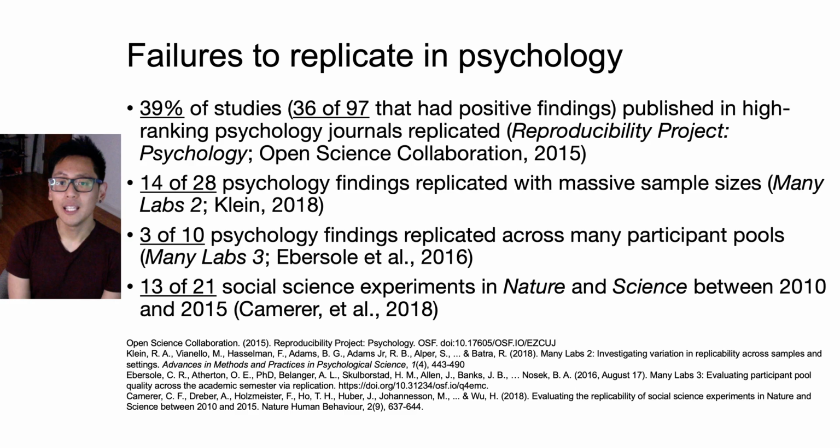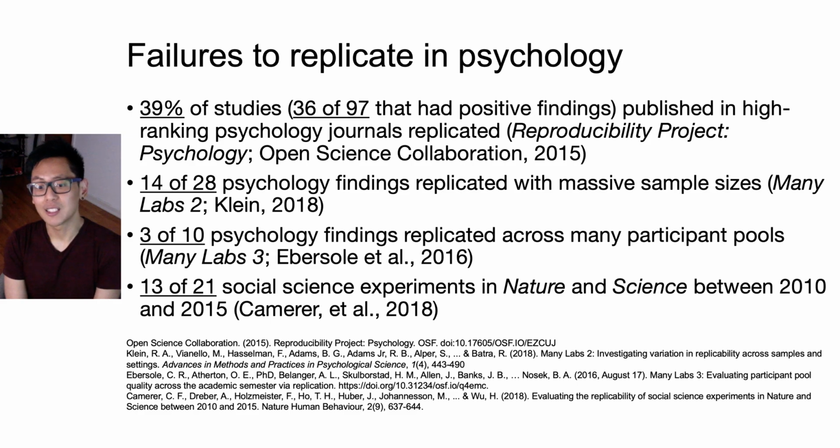So here I've listed 4 of the main projects that were large-scale replication efforts in response to these potential issues. The most notable one is the Reproducibility Project Psychology, which I mentioned earlier at the start of this talk. Here, only 39% of the 100 studies that had been previously published in high-ranking psychology journals were replicated. Of the 97 of those that had positive significant findings, only 36 of them replicated.